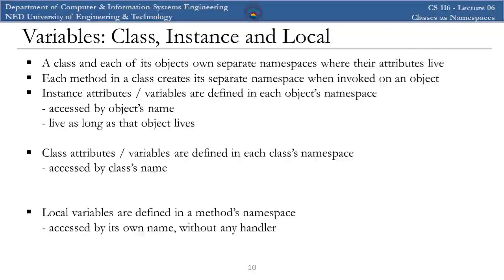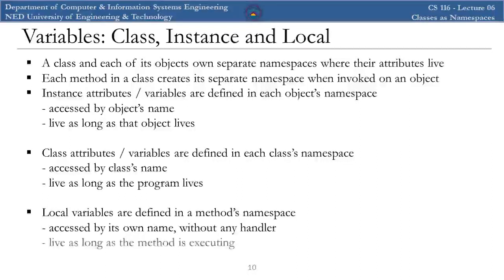Okay, then about their lifespans. An instance variable lives as long as the object lives, right? Whereas a class attribute lives throughout your program, and a local variable lives while your method is executing. When the method is finished, that local variable is gone.